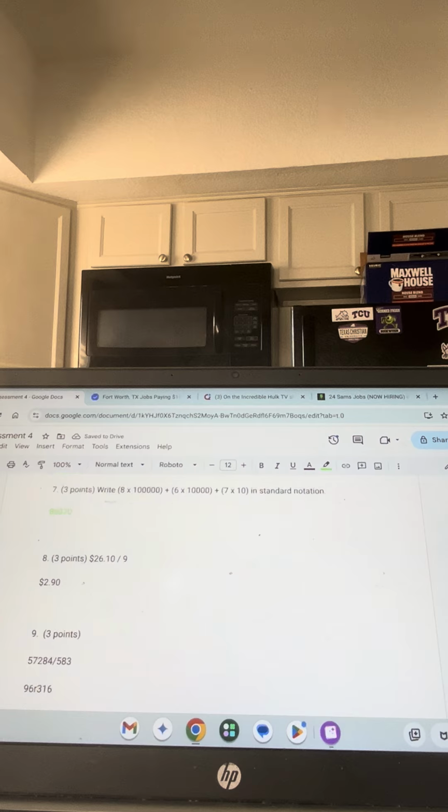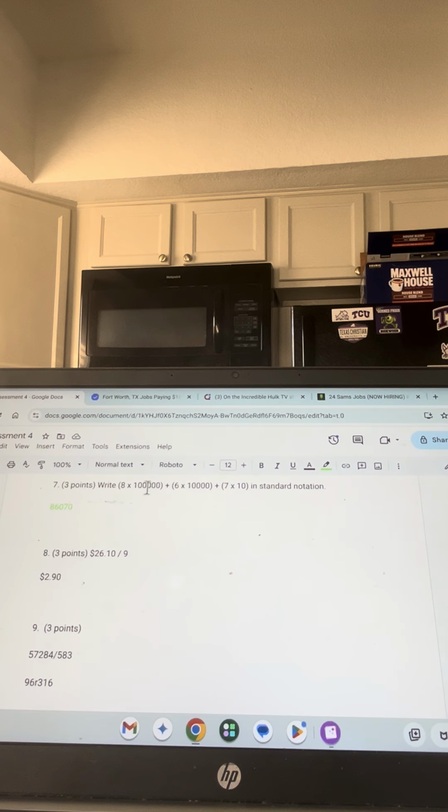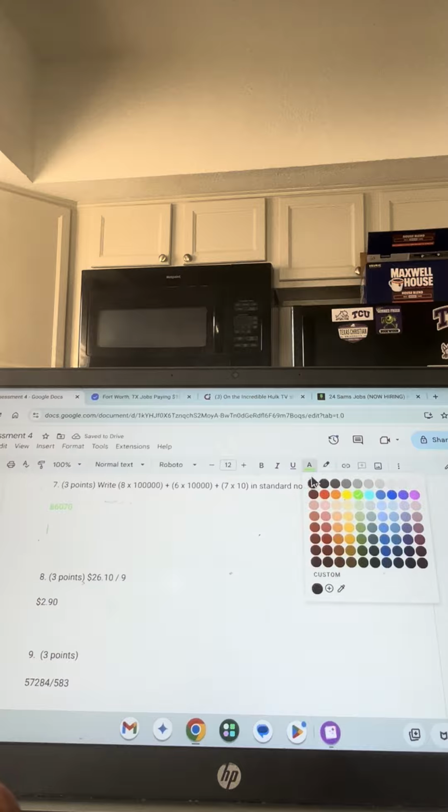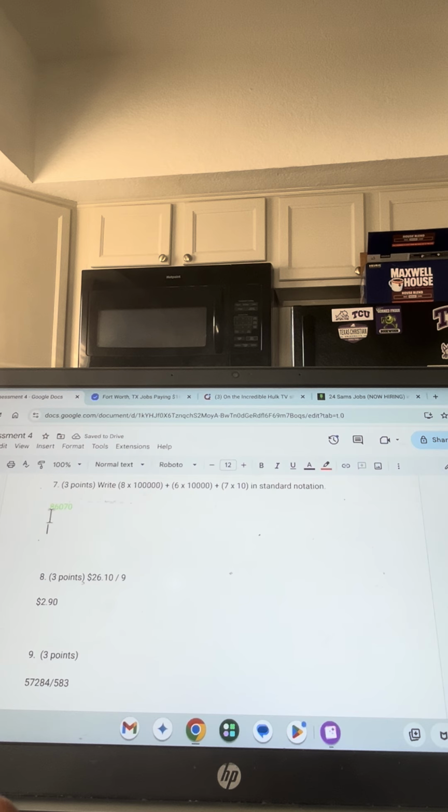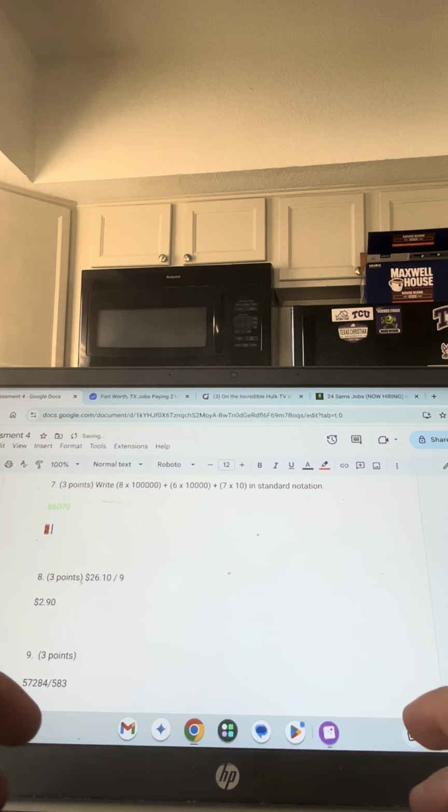Okay, let's check number 7. 8 times 100,000. And you wrote 86,070. It appears that you wrote 8 in the 10,000th place. But here it says 8 times 100,000. So your 8 should be in the 100,000th place, not the 10,000th place. But it looks like the 7 times 10 is correct and all that, and the numbers are correct. It's just you shifted it lower. So you got partial credit for that one, but not full credit. So you get 2 points for that one. Just the 8 should be in the 100,000th place, right? Because this is 8 times 100,000. So you get 2 points.